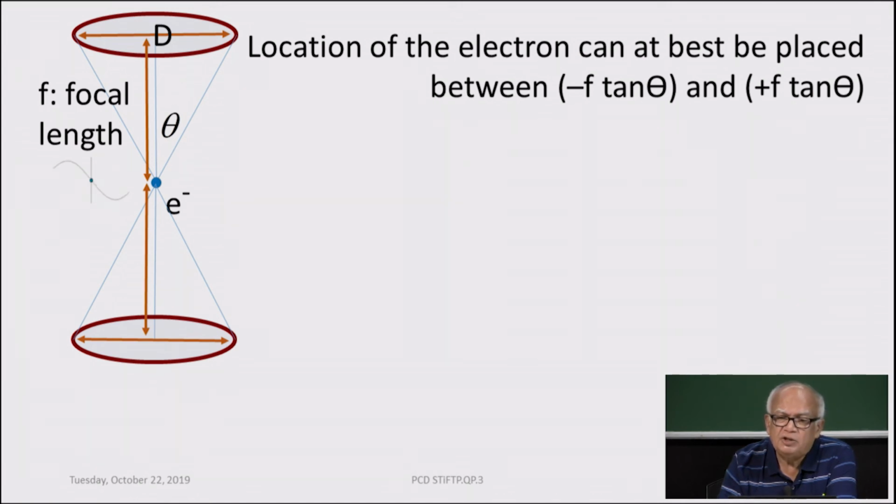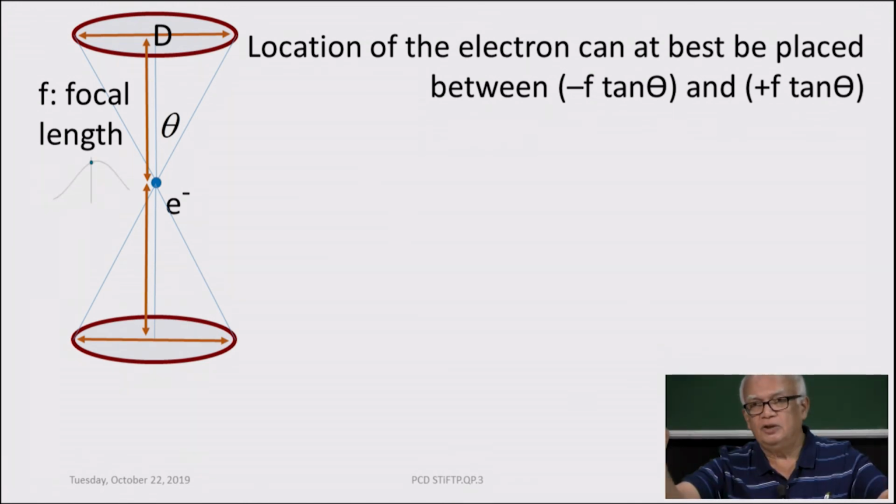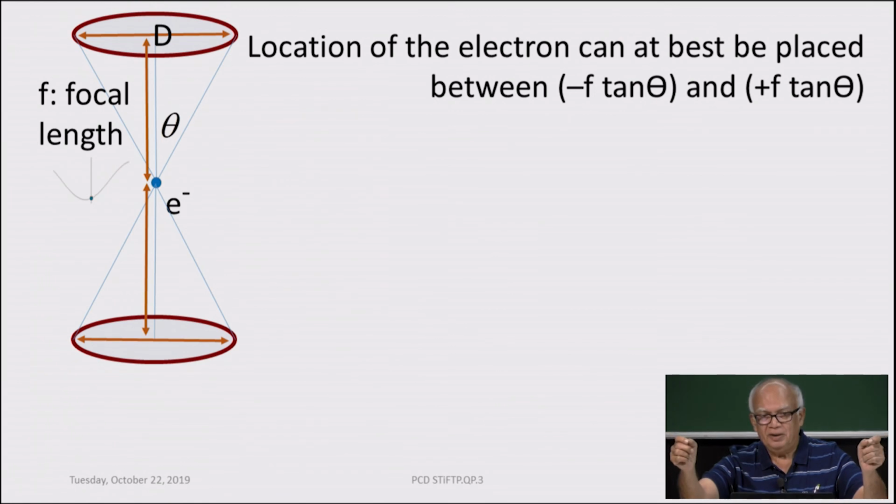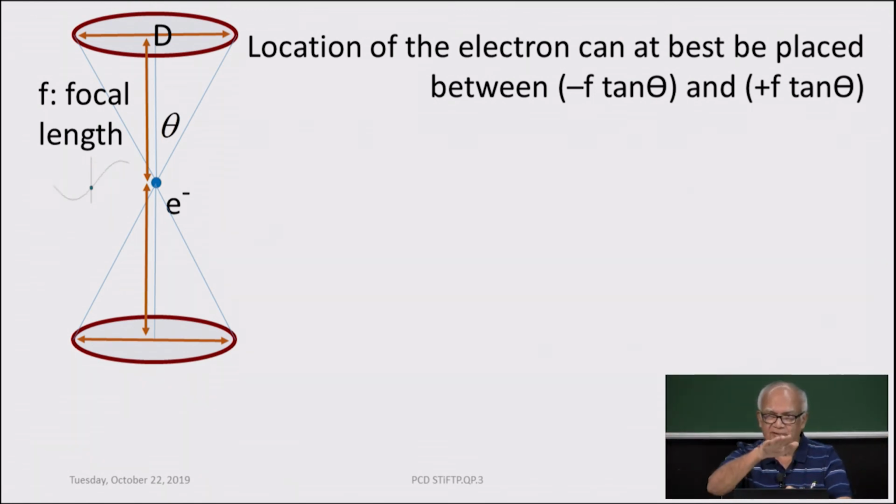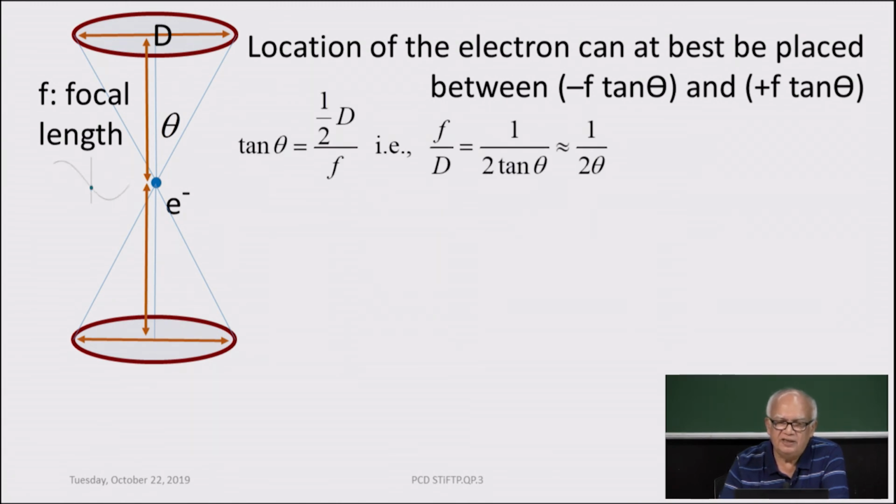So, the location of the electron can at best be placed between minus f tan theta and plus f tan theta, which are the two extreme points of the lens, because the electron is at the focal length of the lens. So, half the diameter on each side. You can see only from half the diameter on each side, one side or the other. So, the location of the electron can at best be placed between minus f tan theta and plus f tan theta.